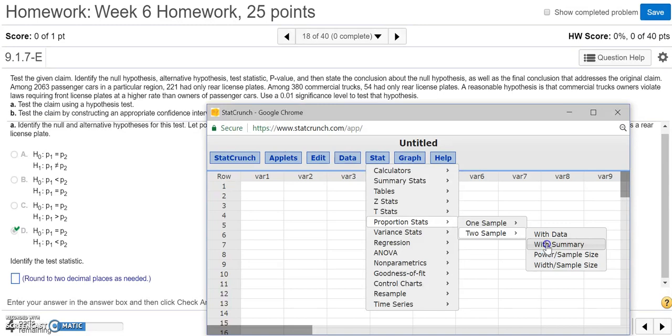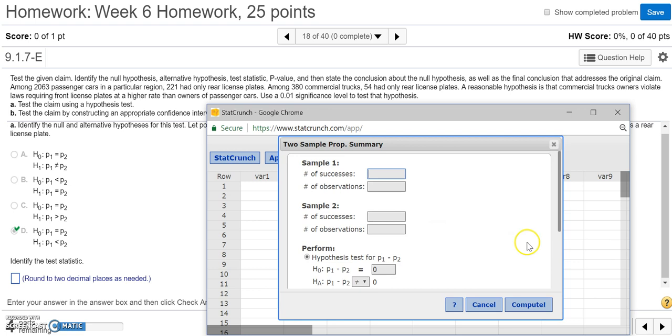So With Summary. For sample 1, that was the passenger cars, there were 221 out of 2,063 that had only rear license plates. So the number of successes, meaning the ones who only had rear license plates, was 221, and the number of observations, the total number, is 2,063. Now for the second sample, that was the commercial trucks, there were 54 that had rear license plates only out of a total of 380. So this is going to be 54 out of 380.